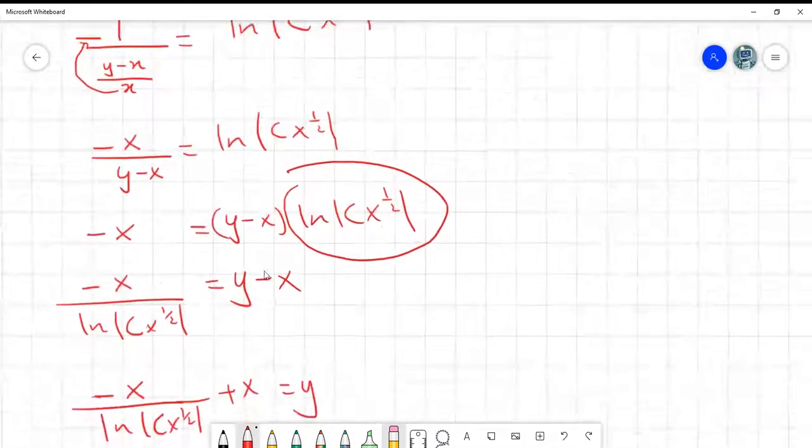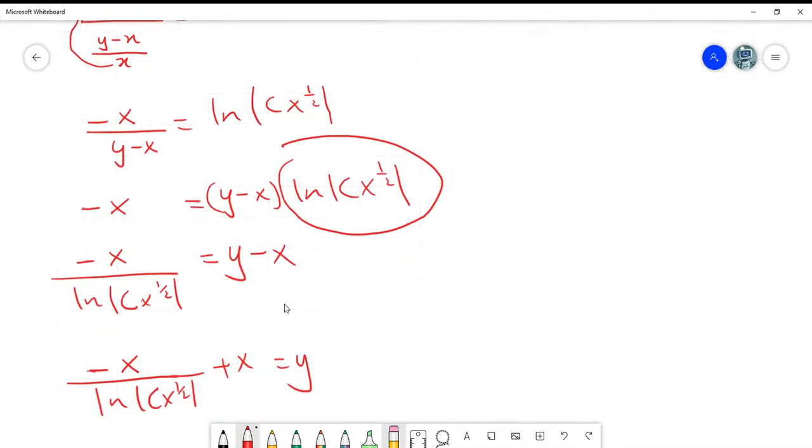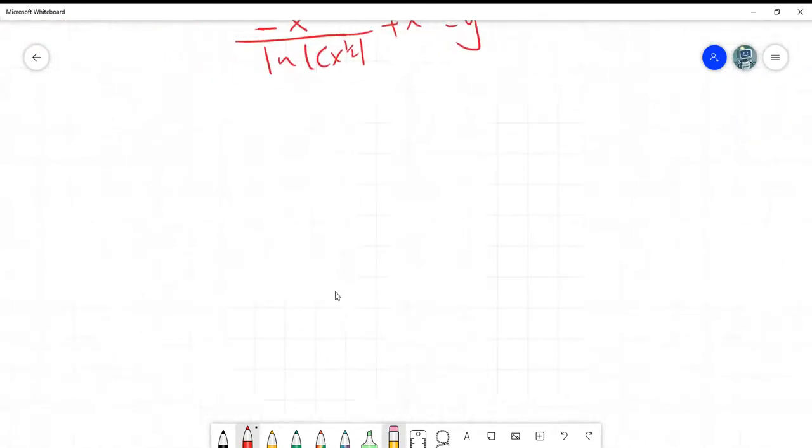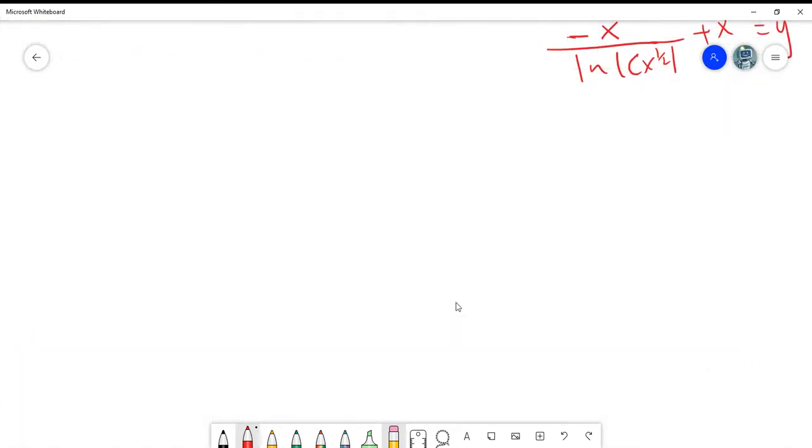Remember, in order to use the substitution v equals y over x, we need to first check whether the equation is homogeneous or not. Now let's talk about the final technique which we discussed at the beginning of the video. Let's see how we can solve a differential equation using the integrating factor.